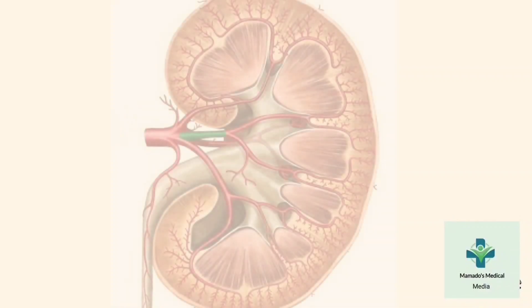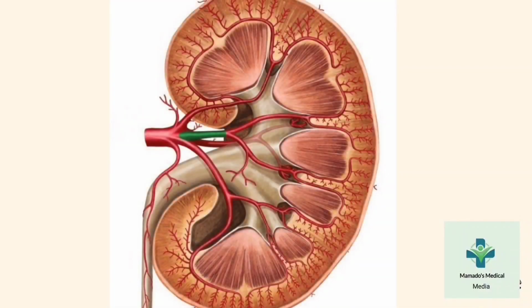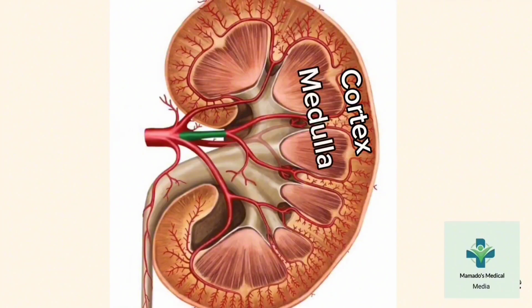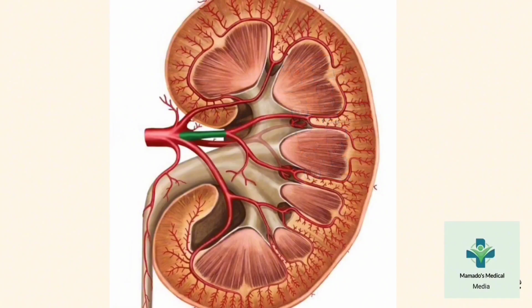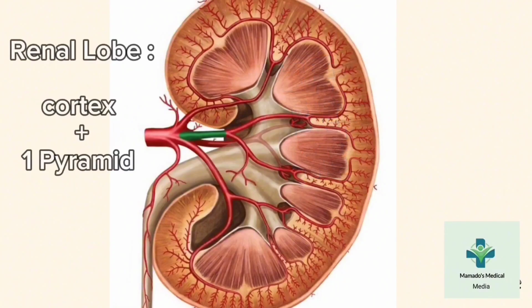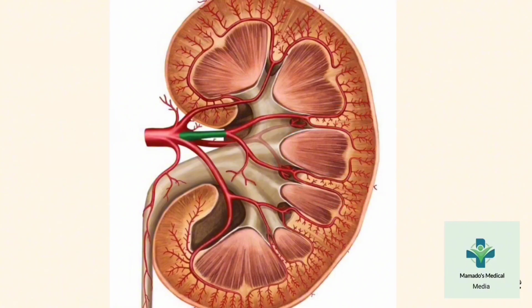In this video, we are diving into the blood supply of the kidney and the two main types of nephrons you must understand. Remember, the kidney has two main regions: the cortex, which is the outer layer, and the medulla, the inner core made up of pyramids. As mentioned in our previous videos, each renal lobe includes a medullary pyramid plus the cortex above it.